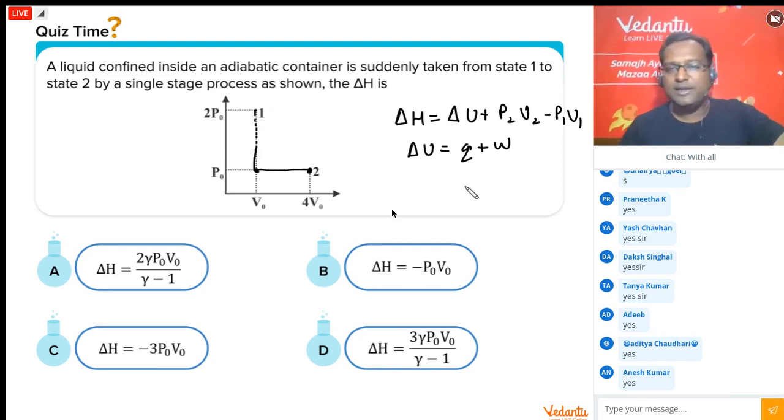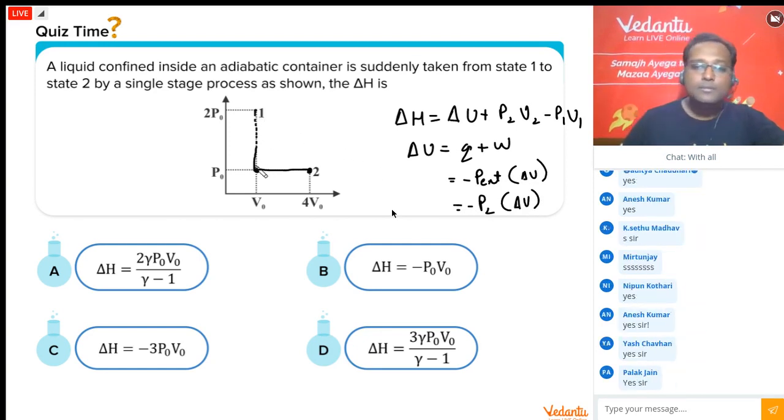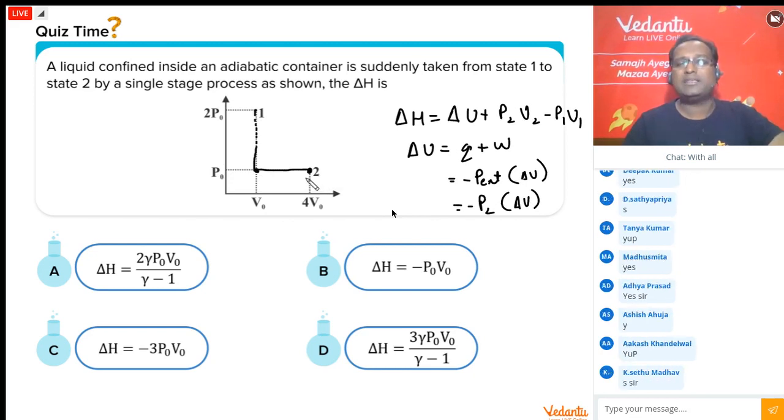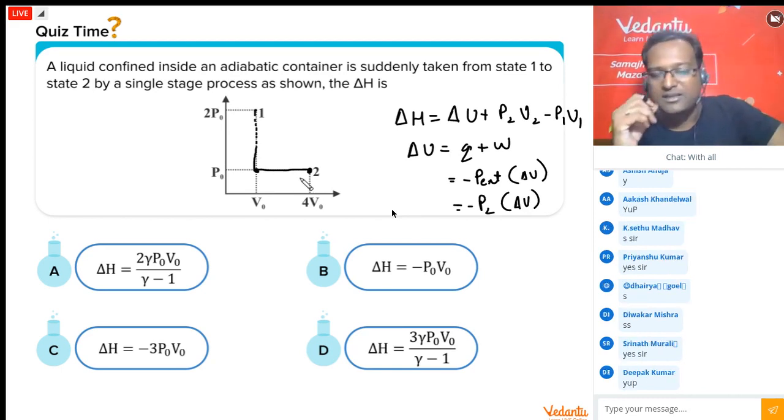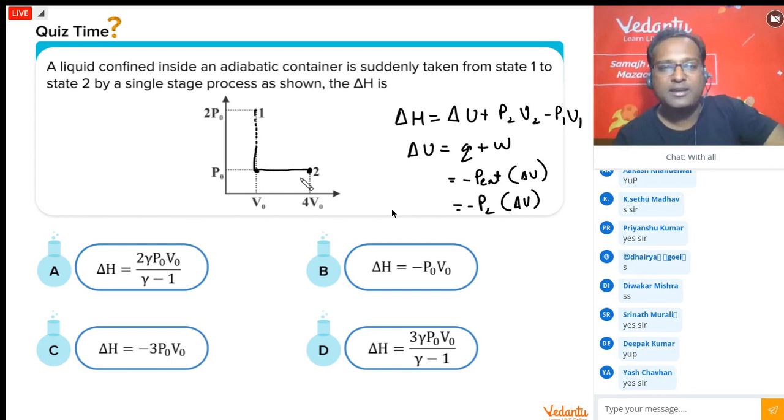That was in numbers. It is an adiabatic process, so Q is again 0 and work done will be written as minus P external into delta V. Do you agree P external is the final pressure here? Everyone understands this, right? In an irreversible process, P external automatically becomes the final pressure always. Listen carefully, important statement: in an irreversible process, P external automatically becomes P final in a single stage. In a single stage.